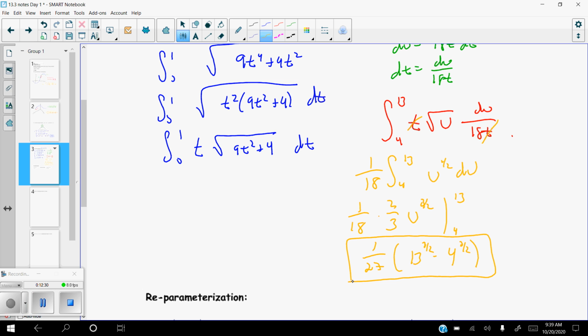Okay, you might see it written in a different way because you can actually make 4 to the 3/2 equal 8. Take the square root of 4, it's 2, cube it, it's 8. 13 doesn't work out very nicely, so you'll probably just leave it like that.